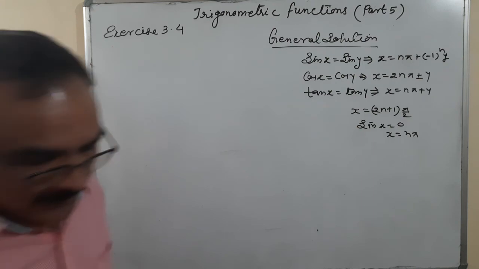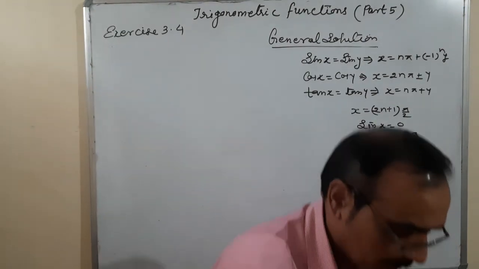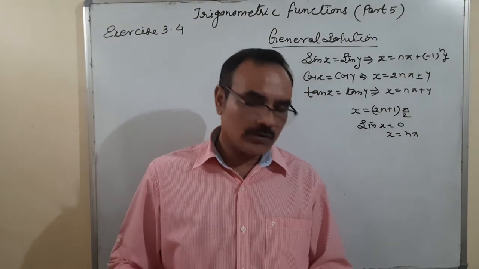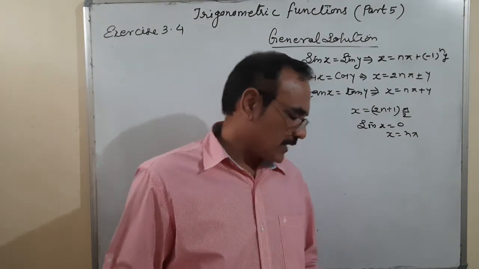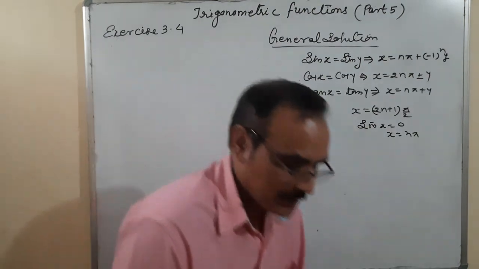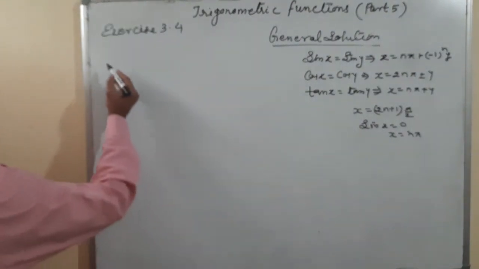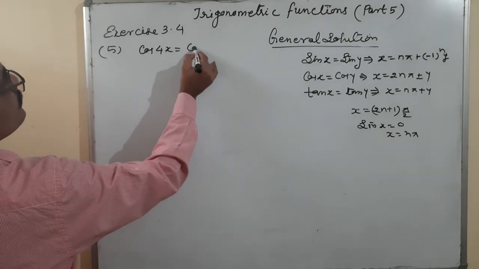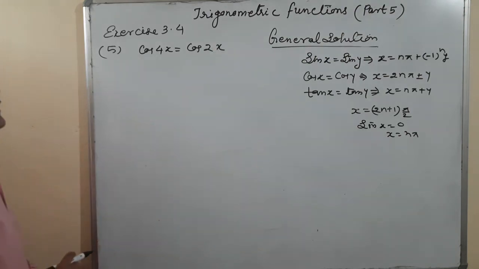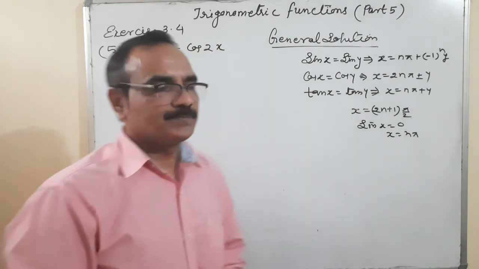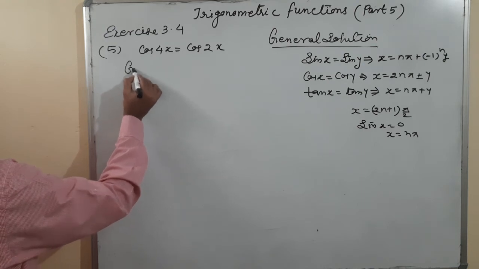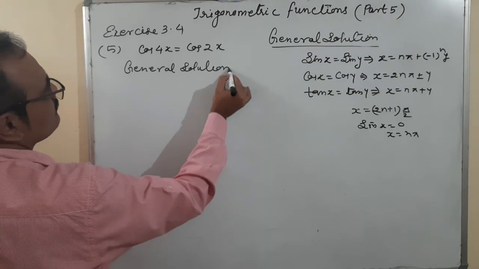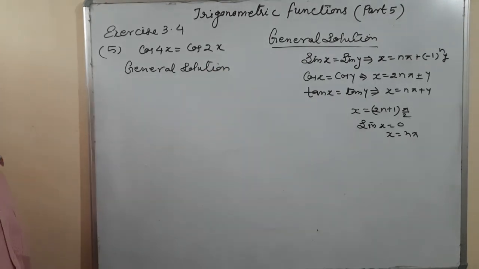Other questions from this exercise. The question is: find the general solution for each of the following equations. Question number 5, I am taking cos 4x is equal to cos 2x. What we are finding in it? The general solution.